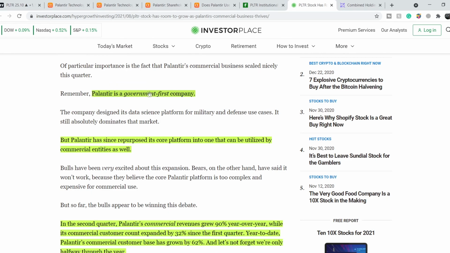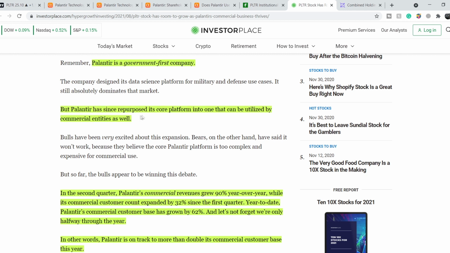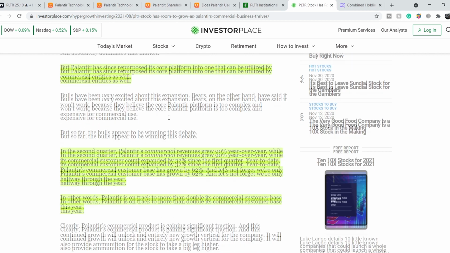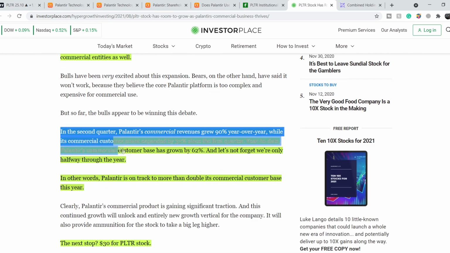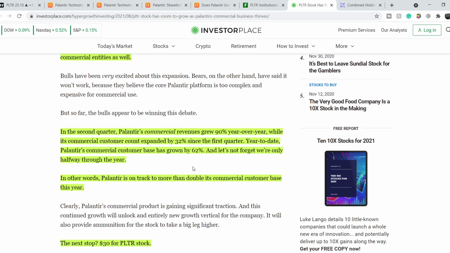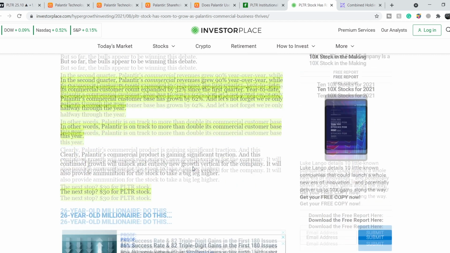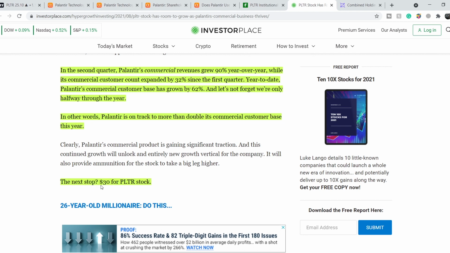Palantir was a government-first company, but Palantir has since repurposed its core platform into one that can be utilized by commercial entities as well. And right here, in the second quarter, Palantir's commercial revenues grew 90% year-over-year, while its commercial customer count expanded by 32% since the first quarter. Year-to-date, Palantir's commercial customer base has grown by 62%, and let's not forget, we're only halfway through the year. In other words, Palantir is on track to more than double its commercial customer base this year. And the next stop, the target price according to this article, is $30 for Palantir.